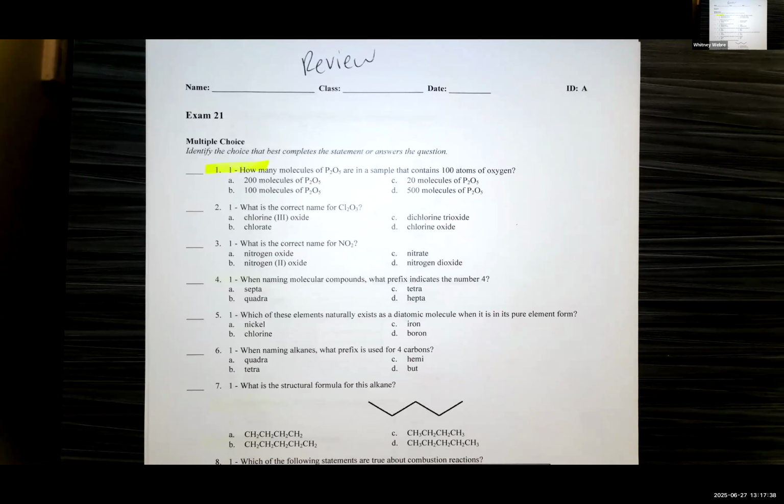All right. So number 1 says, how many molecules of P2O5 are in a sample that contains 100 atoms of oxygen? So this one, if we go to the mole triangle, what are the representative particles of P2O5? I have the options behind me. Options are formula units, molecules, atoms, elements, ions. Is P2O5 a molecular or ionic compound?